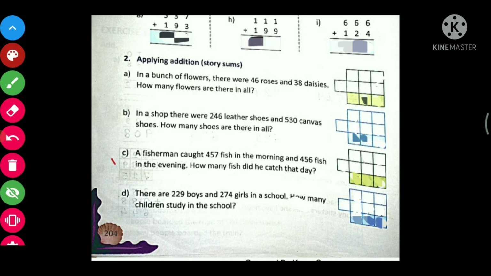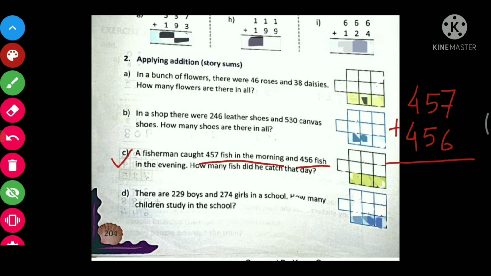Okay. Now see C part. A fisherman caught 457 fish in the morning and 456 fish in the evening. How many fish did he catch that day? So in the morning time this much of fish he caught, and in the evening time this much of fish he caught. So we have to find out total fish that he catch that day. Okay, so we'll add these two numbers. So 457, we'll add this one with 456.